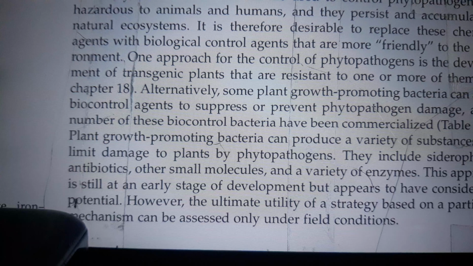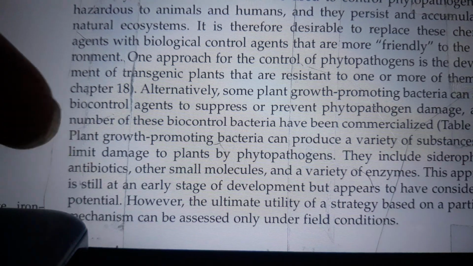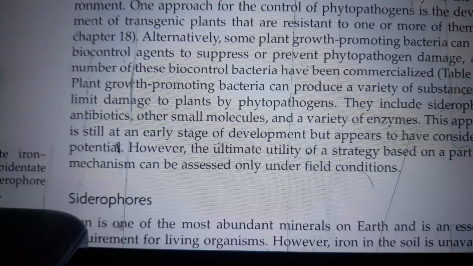Many of the chemicals that are used to control phytopathogens are hazardous to animals and humans, and they persist and accumulate in natural ecosystems. It is therefore desirable to replace these chemical agents with biological control agents that are more friendly to the environment. One approach for the control of phytopathogens is the development of transgenic plants that are resistant to one or more of them. See Chapter 18. Alternatively, some plant growth-promoting bacteria can act as a biocontrol agent to suppress or prevent phytopathogen damage. A number of these biocontrol bacteria have been commercialized, as shown in Table 15.3. Plant growth-promoting bacteria can produce a variety of substances that limit damage to plants by phytopathogens.